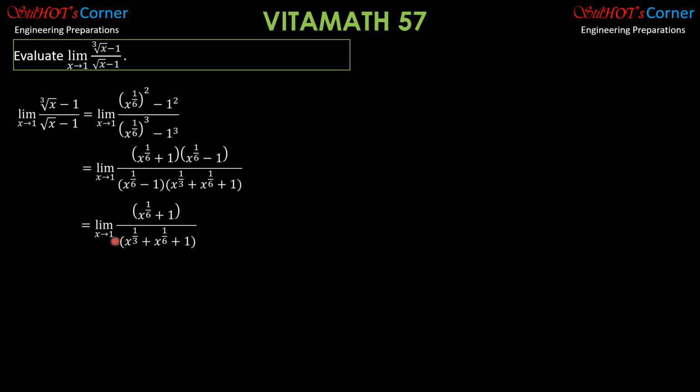Since if we substitute x equals 1, both the numerator and the denominator do not approach 0, we are safe to substitute x is 1. So the limit therefore is 1 to the 1/6, which is just 1, plus 1, over the quantity 1 to the 1/3 plus 1 to the 1/6 plus 1. So the numerator is 2, the denominator is 1 plus 1 plus 1, 3. Therefore, it is 2/3.